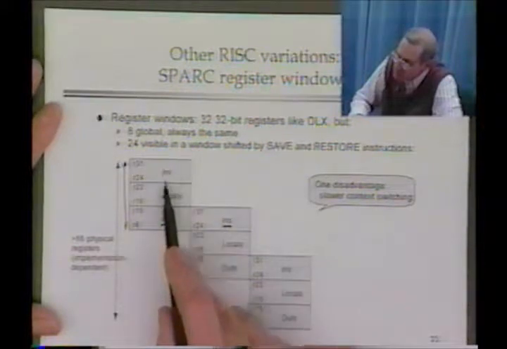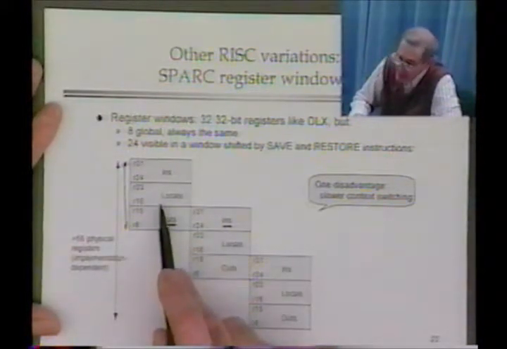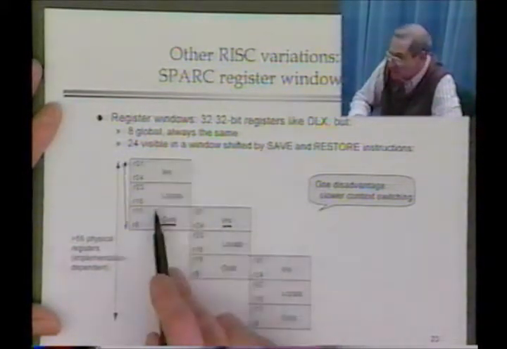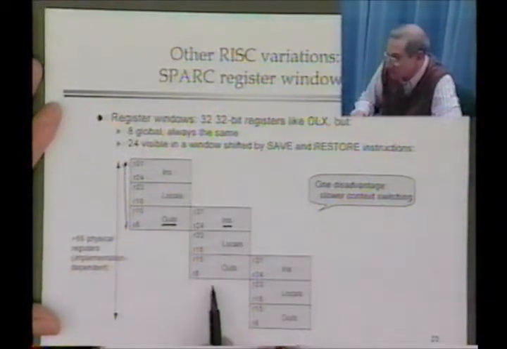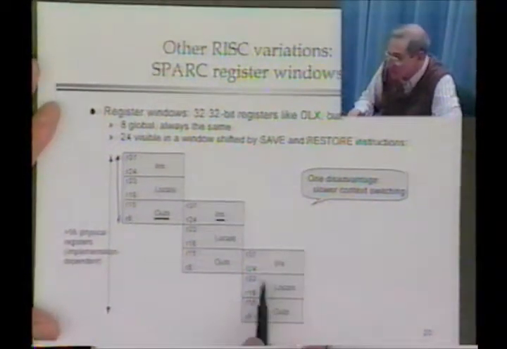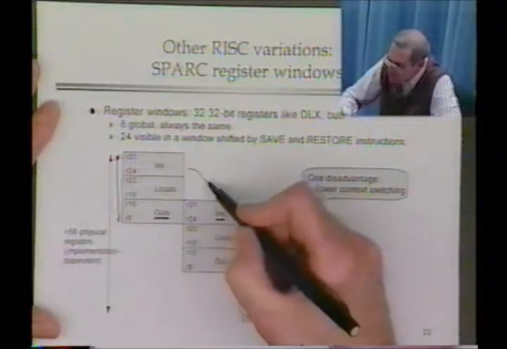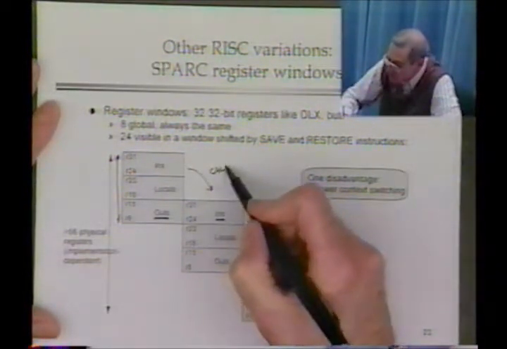The previous procedure's input registers and local registers are hidden from you. They're in the processor somewhere, but you don't see them. You don't have to save them. And so on. So each call, this transition, is a subroutine call instruction.